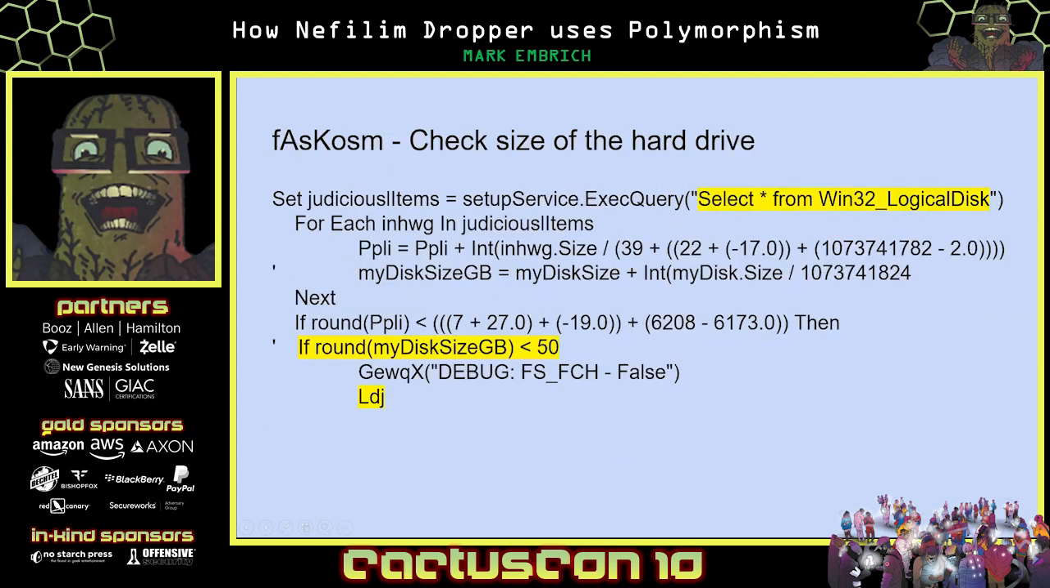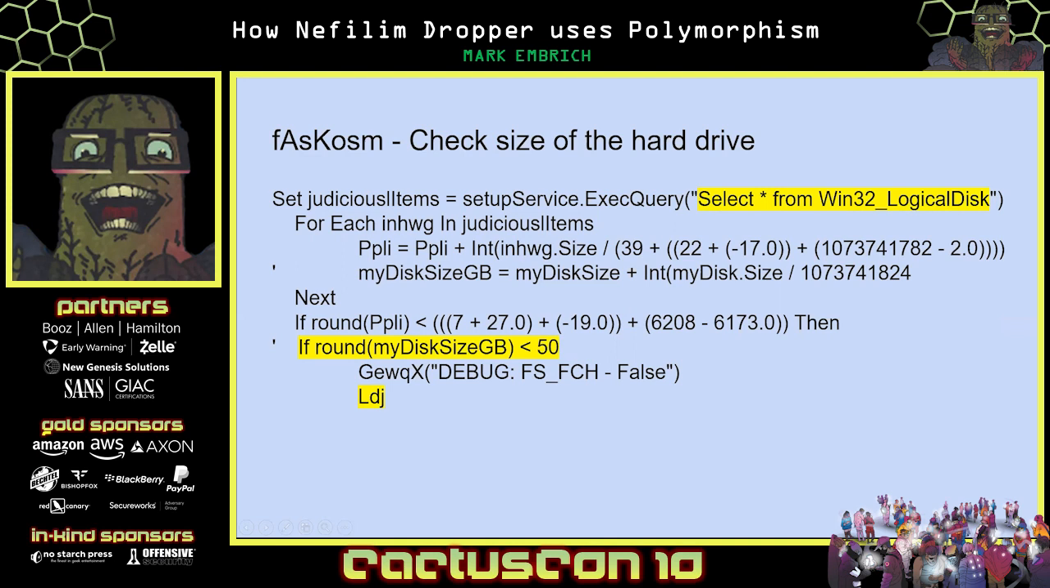So let's take a look at the second block. Turns out that this block is a function that does some WMI to get the size of the disk. See the yellow highlighted things: select star from Win32 logical disk. So we want to find out the size of the hard drive.